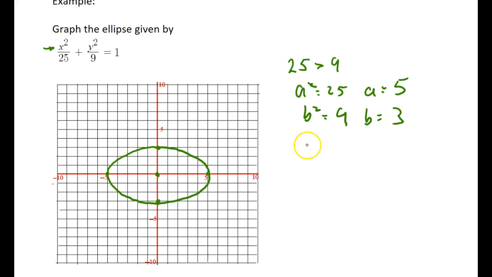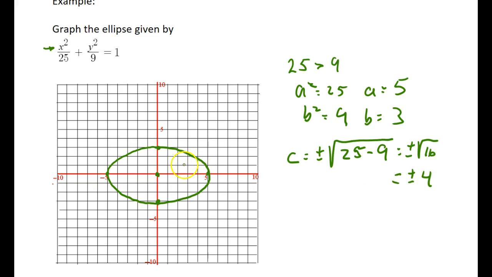Now what about foci? C is plus or minus the square root of 25 minus 9, which is plus or minus the square root of 16, which is plus or minus 4. And your foci are always on the major axis. So I'll do those in blue. There's one right there, and there's one right there. And that's it. That's how you graph the ellipse.